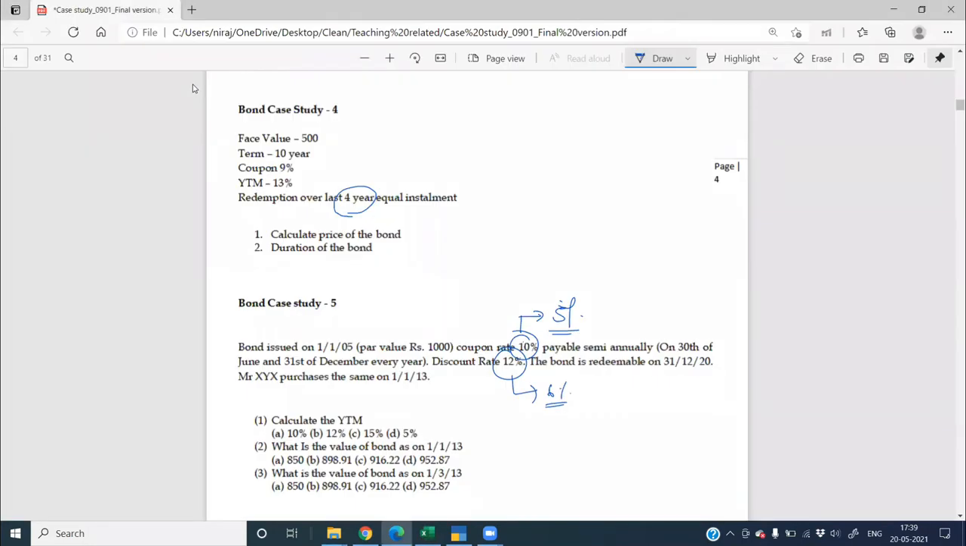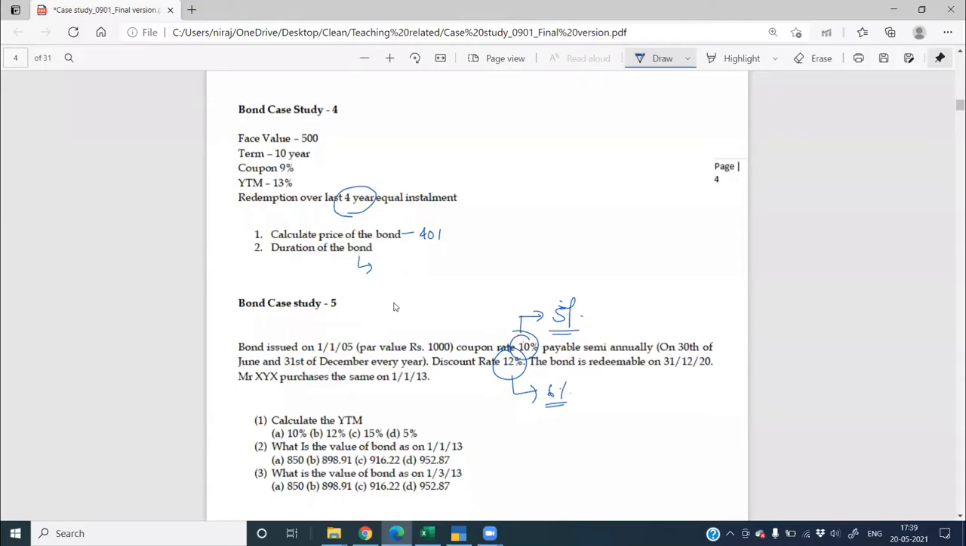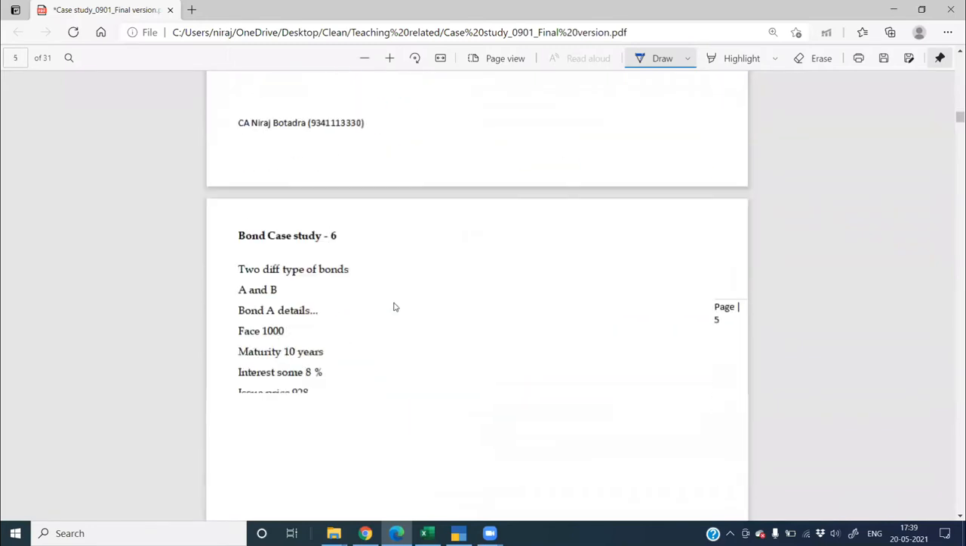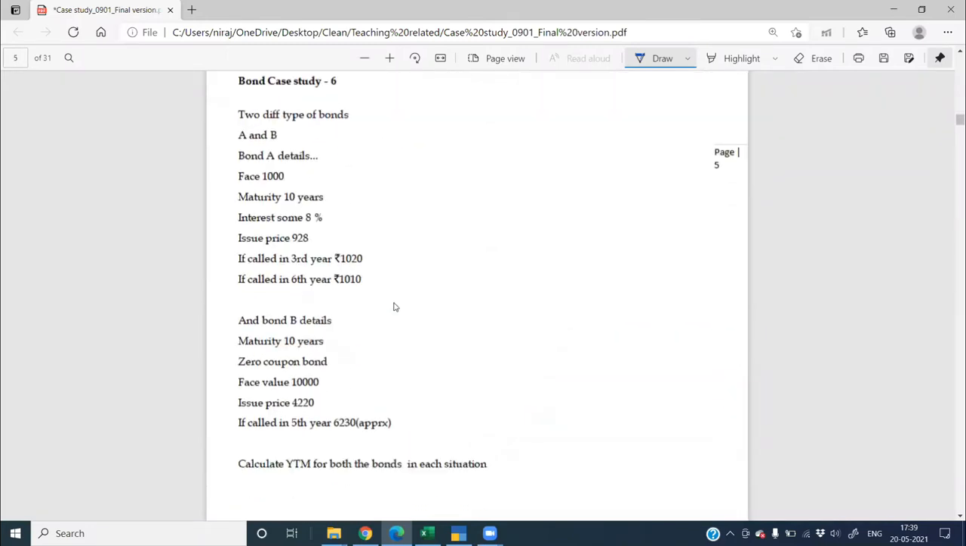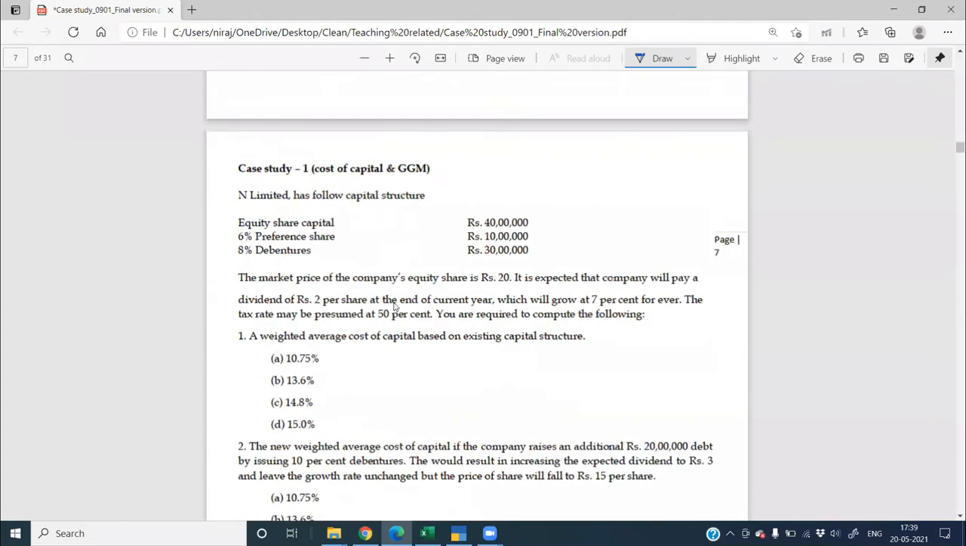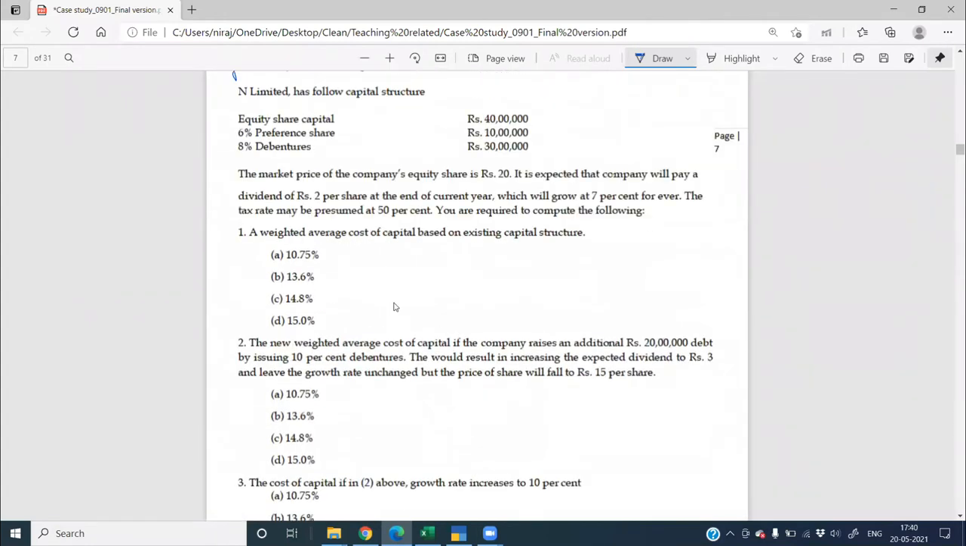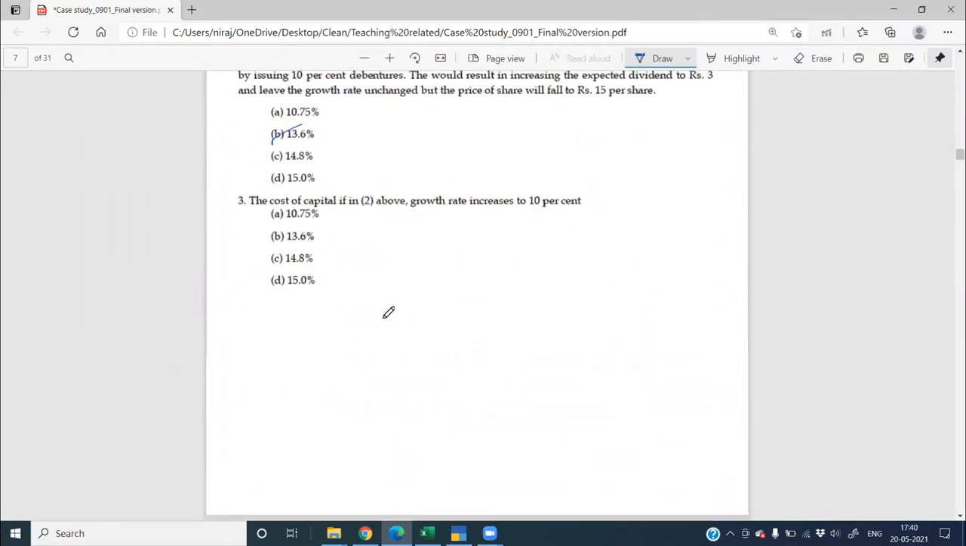So we have solved this sum also. The answer of the bond will be 401 and your duration will be 5.96. Then we have completed this case study number 1. I will just mark the answers also for all of you who will be referring to this final sheet.